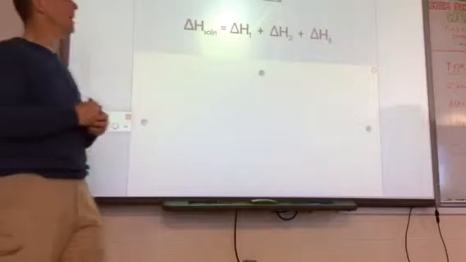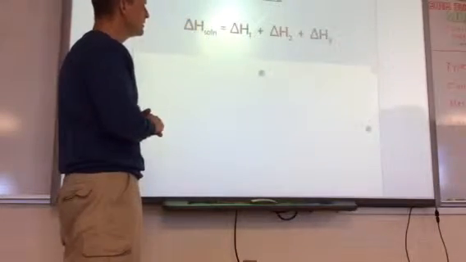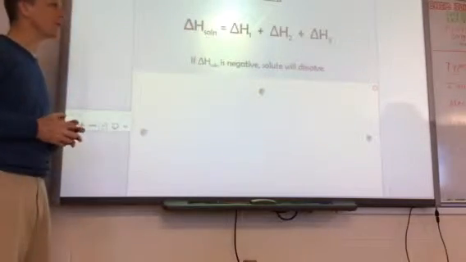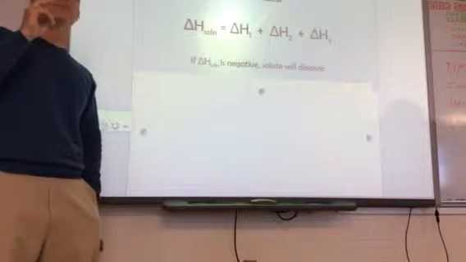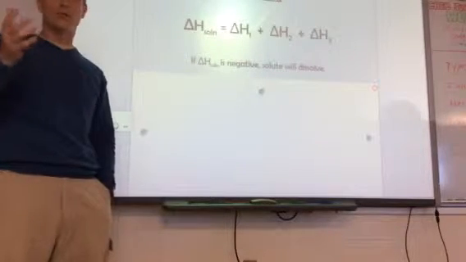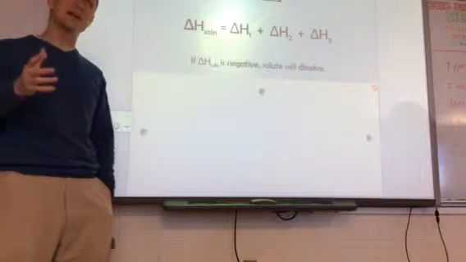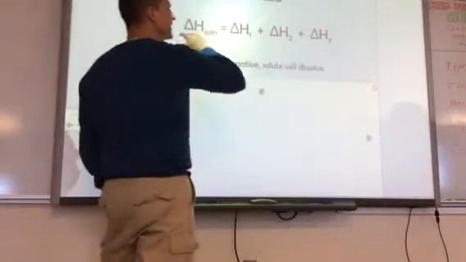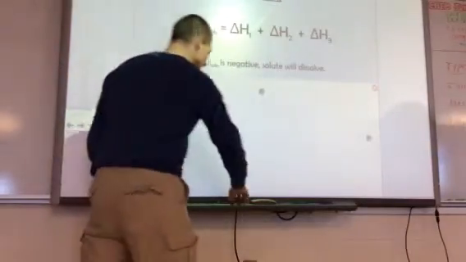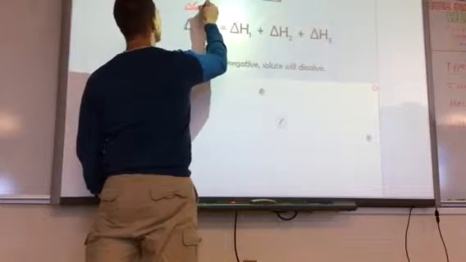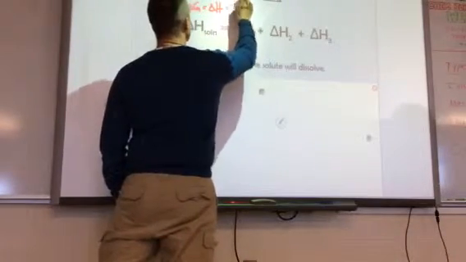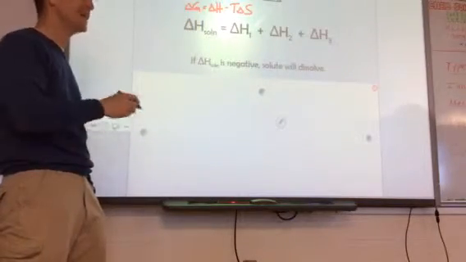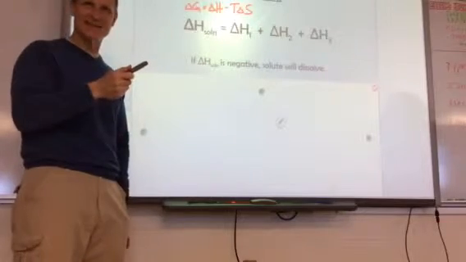So we have this overall delta H. And here's what we do with it. You know that for a system or a process to be spontaneous, it has to have a negative delta G. So we're looking at the delta H, and we also know this: delta G equals delta H minus T delta S.